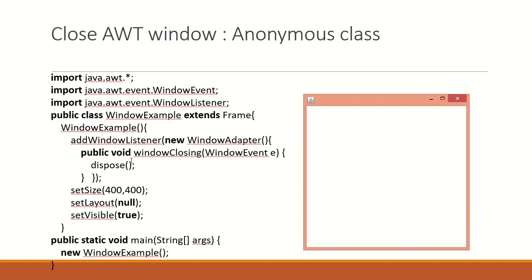So I hope things were clear. We have discussed list, menu bar, then scroll bars, then mouse listeners, then how to close a window, what is an adjustment listener and all. I hope things were clear.